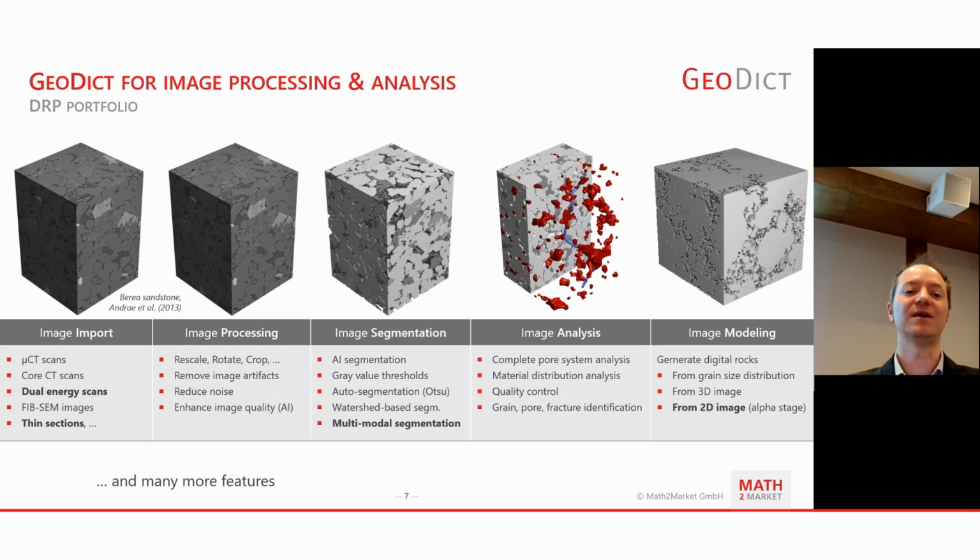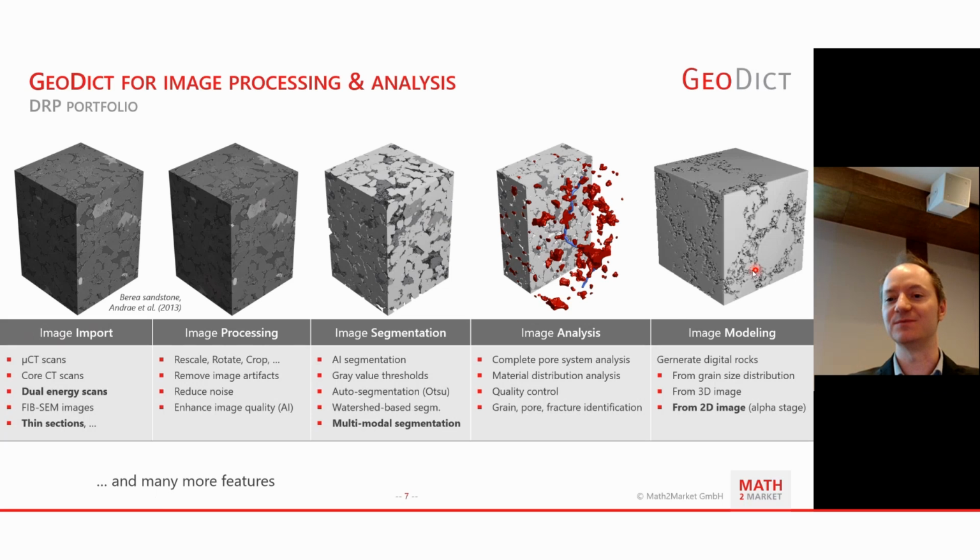With image processing, you can do a number of image operations and reduce the noise, the non-local means filter, for example. Image segmentation: you have the typical gray value thresholding approach and the AI segmentation, also multimodal segmentation. With image analysis, you can analyze your complete pore system with very many different measures. You can analyze the material distribution in 3D, do quality control, and even identify grains, pores, or individual fractures. We've had this already presented earlier today by Arne.